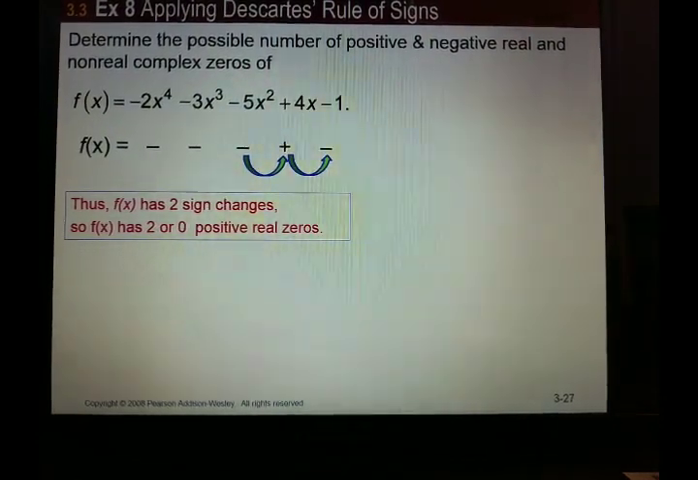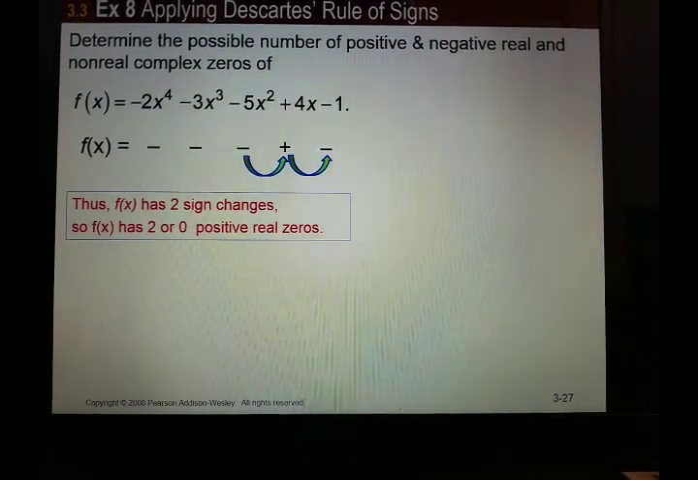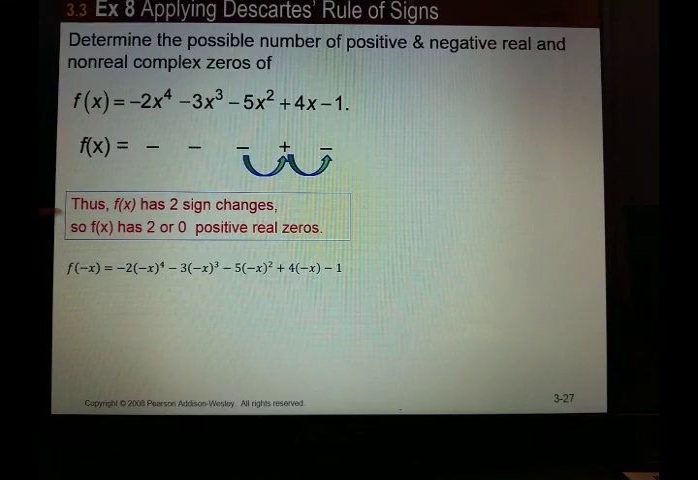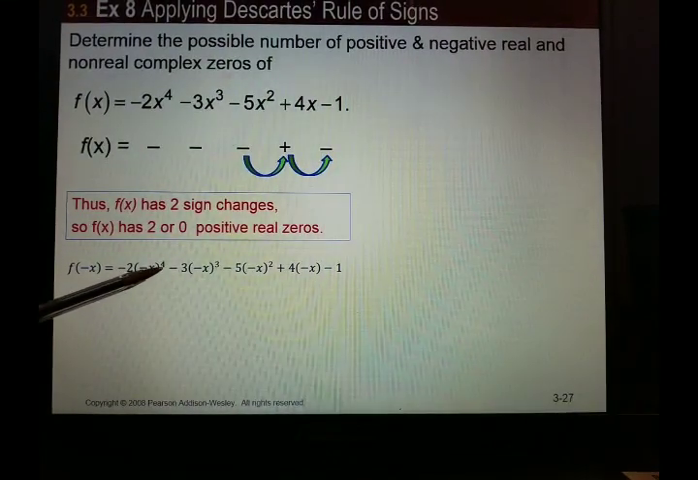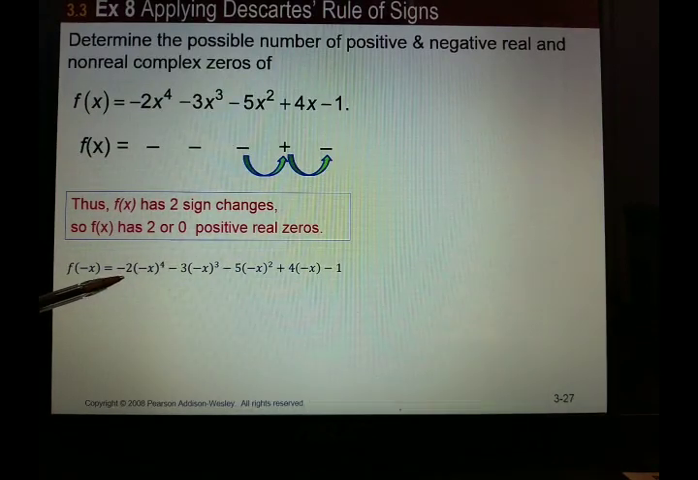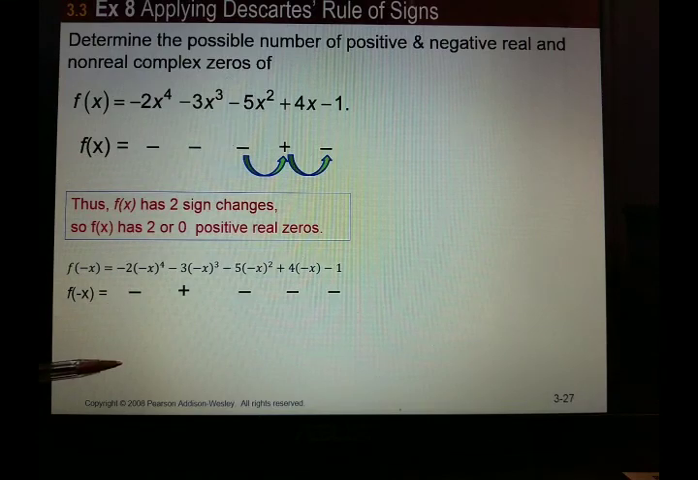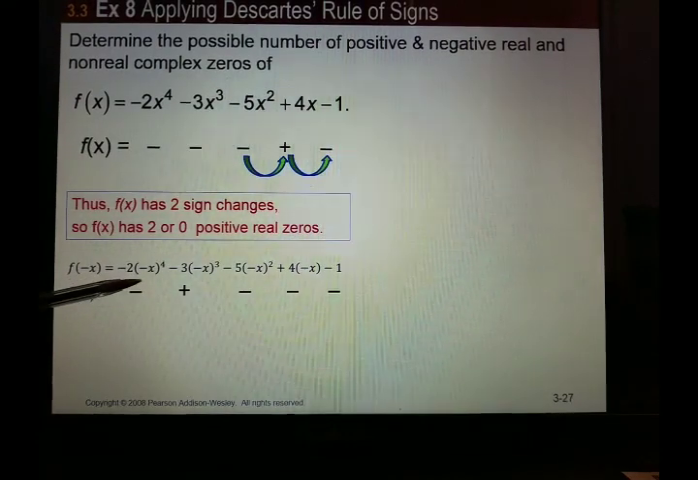All right, so the number of negative zeros or negative roots. What you'll do for the negative roots is plug in a negative x for each x this time. I now need to figure out what their signs are. See, a negative x to the 4th power would be positive, but then that's times negative 2. So that's where this negative came from.